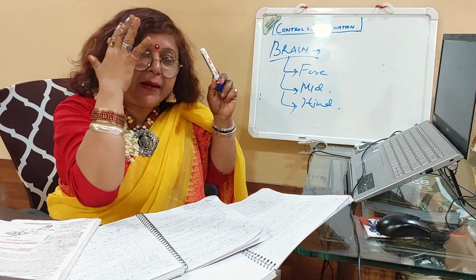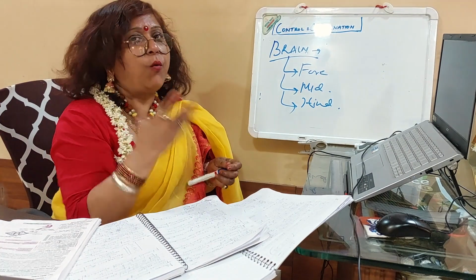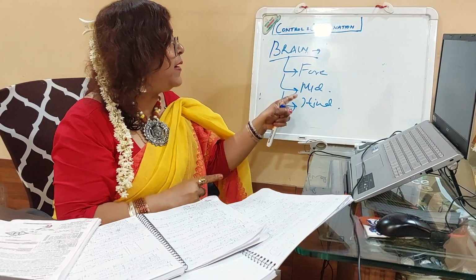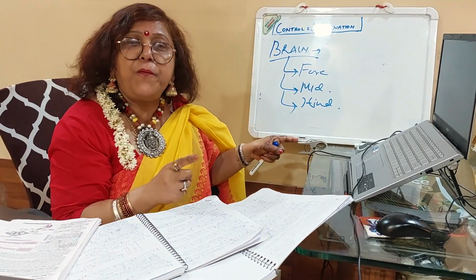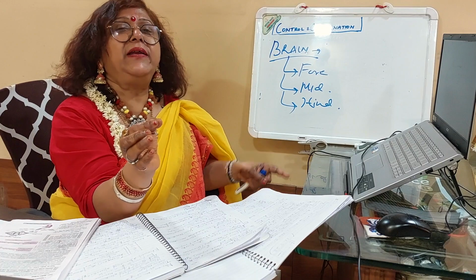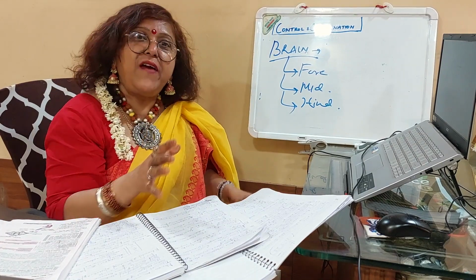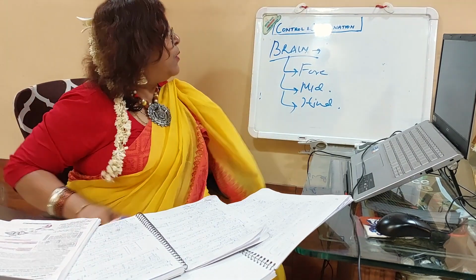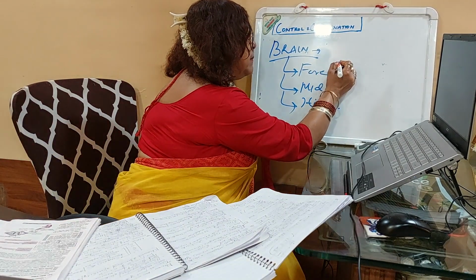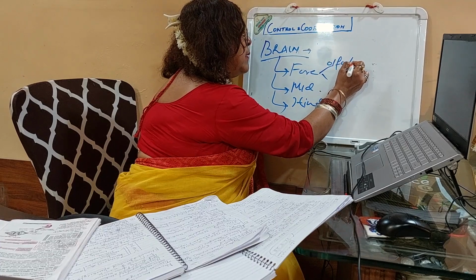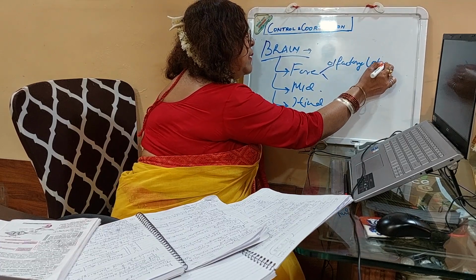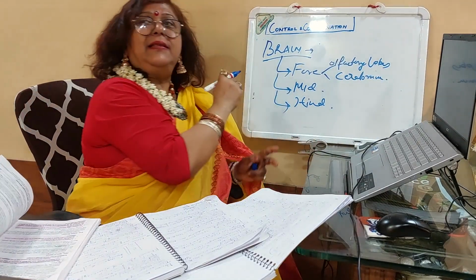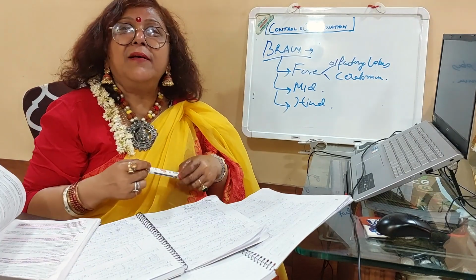Brain, the human brain. Now, this human brain is like a walnut, if you have seen a walnut. Now, this human brain is divided into three parts: the forebrain, the midbrain, the hindbrain. The forebrain is divided into two parts basically: the olfactory lobes and the cerebrum. The cerebrum is the major part of the forebrain.